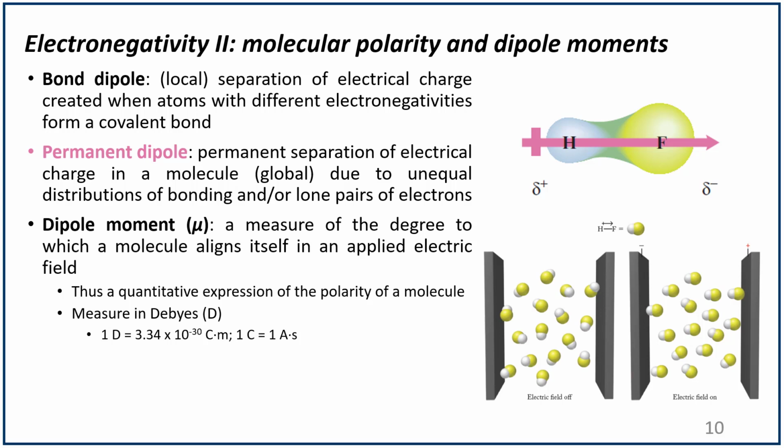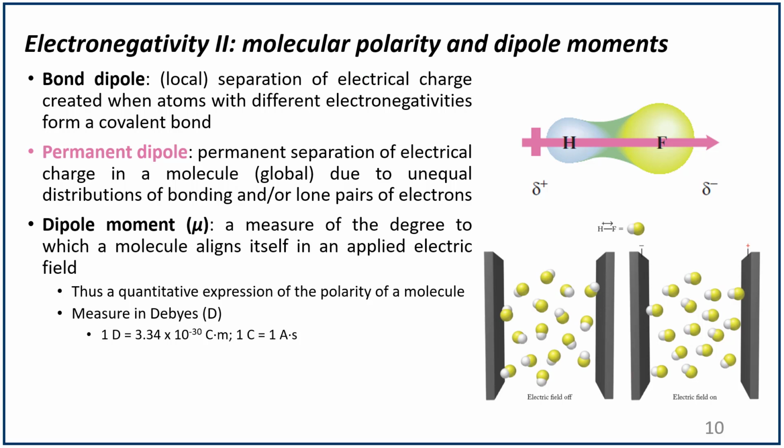If it's too much, then we have an ionic compound. If it's too little, less than 0.5, then we have a nonpolar covalent bond. But otherwise, in between, we have polar covalent bonds where there is an uneven sharing of electrons. Now, that is just talking at a local scale, meaning just individual bonds.